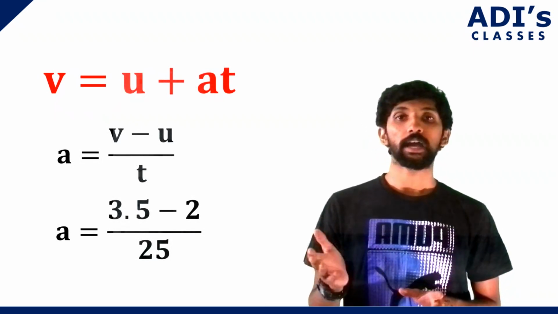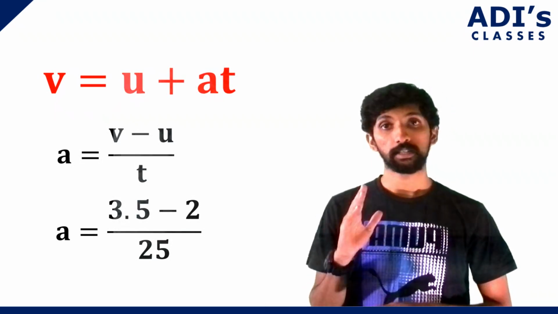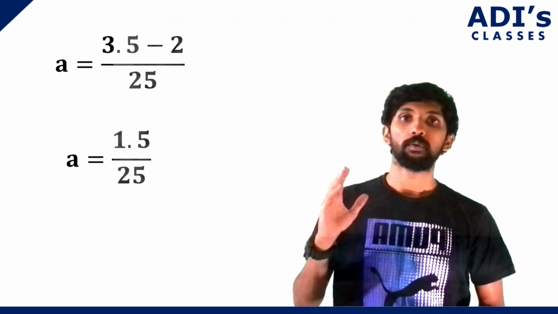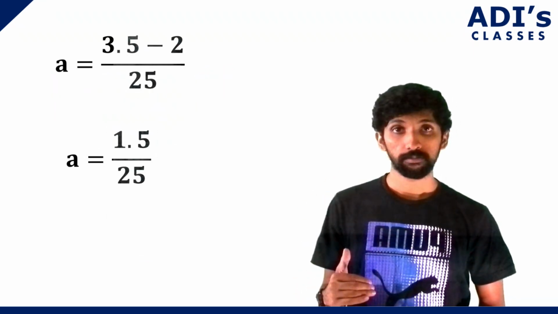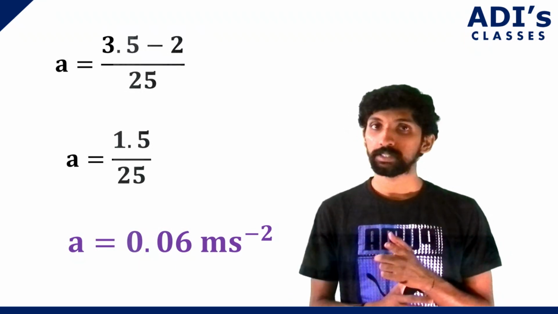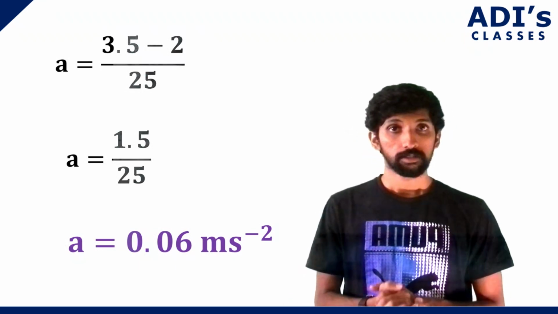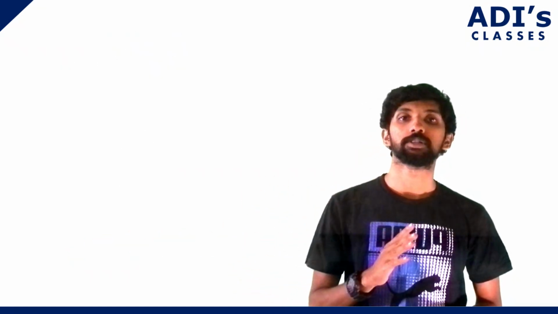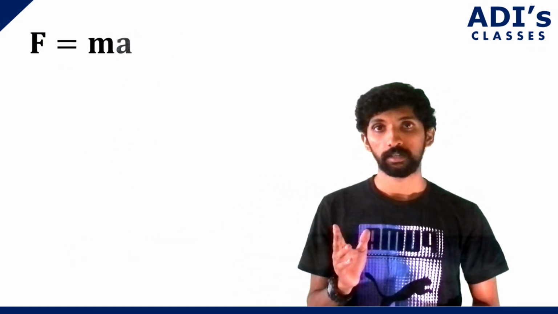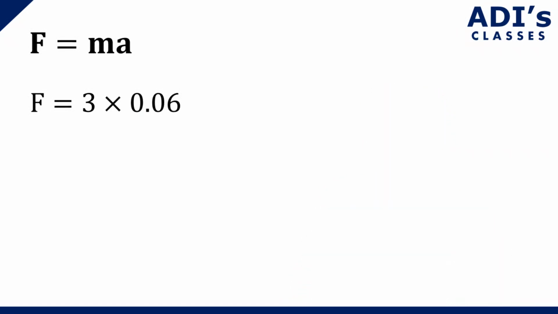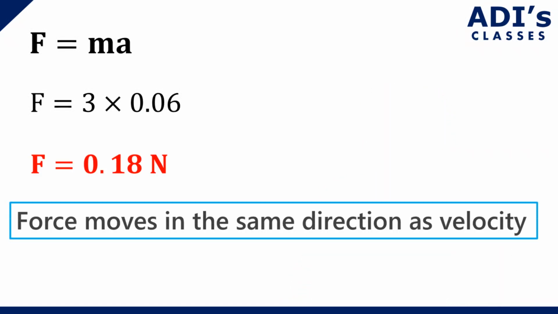See, v and u, they are in SI unit. Time is also in SI unit, so you don't have to worry about it. So you will have 1.5 divided by 25. See, 1.5 by 25 is what? 0.06 meter per second square. Correct? So that is your acceleration. Now use Newton's second law of motion. F is equal to m into a. So m is 3, a is 0.06. So if you substitute, you will get the answer as 0.18 Newton.